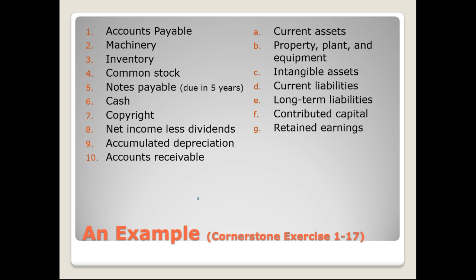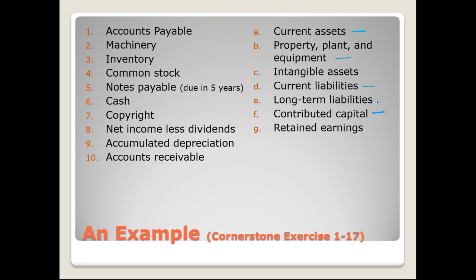Yes, it's current liabilities. Machinery, what kind of account is that? Yes, it is a long-term asset and it falls into property, plant, and equipment. Inventory. Yes, it is current assets. Common stock. Exactly, common stock is what we sell to get contributed capital.